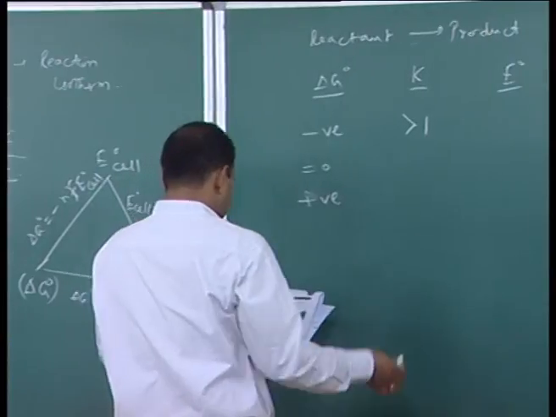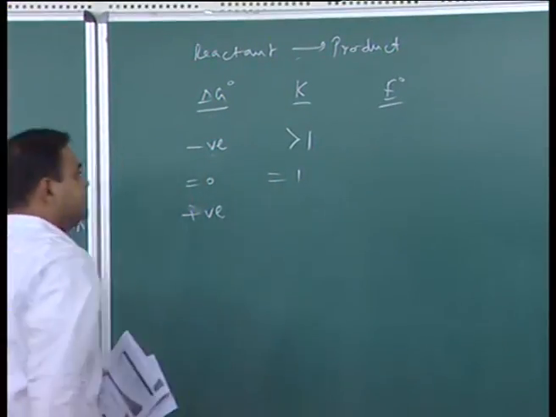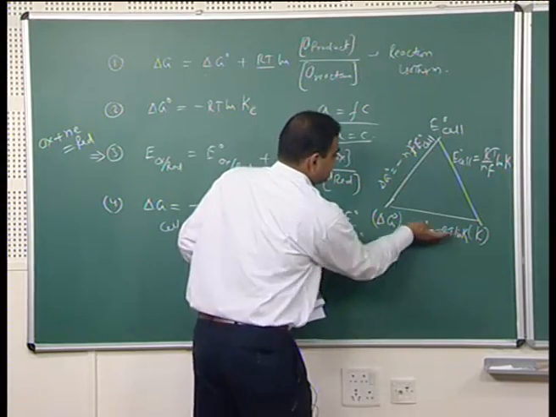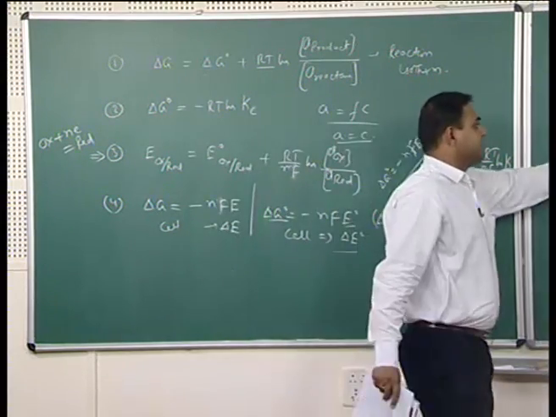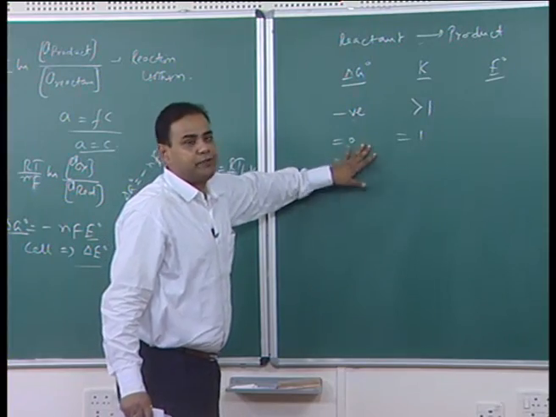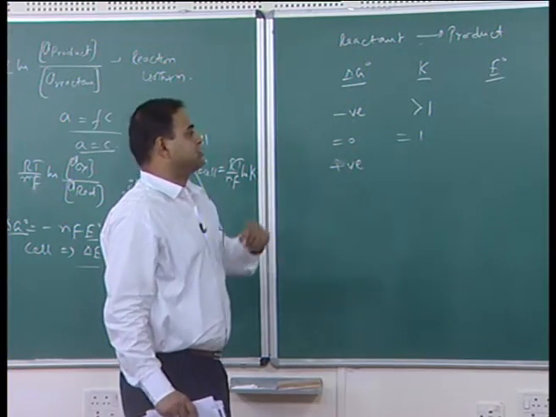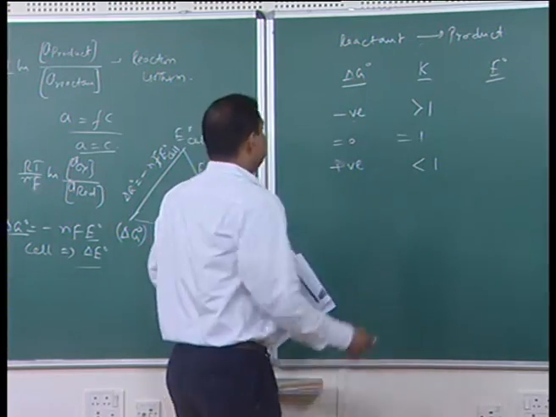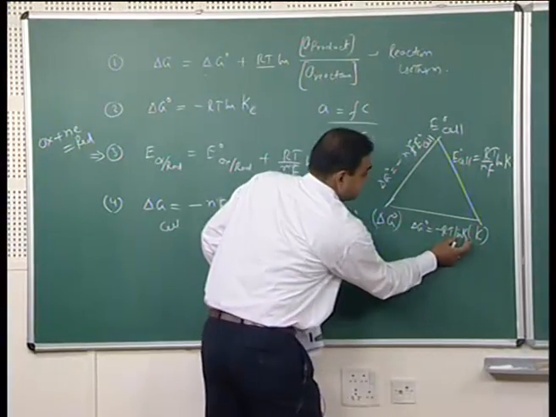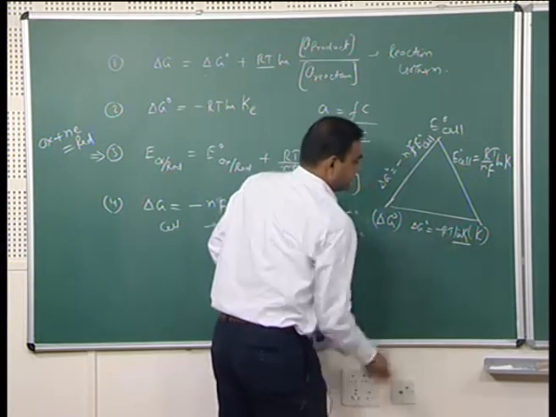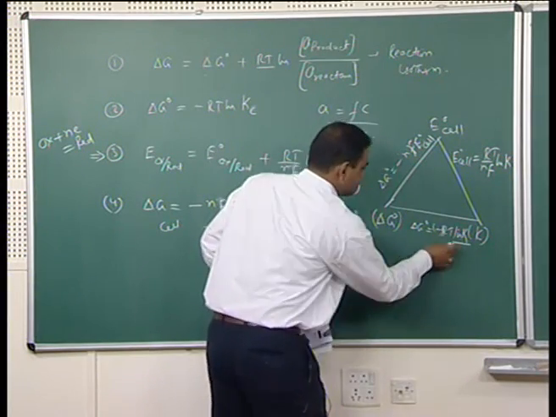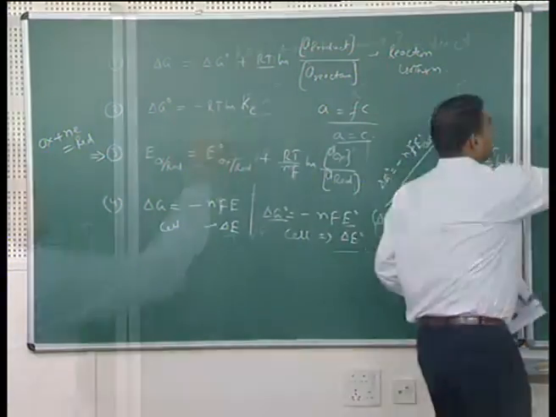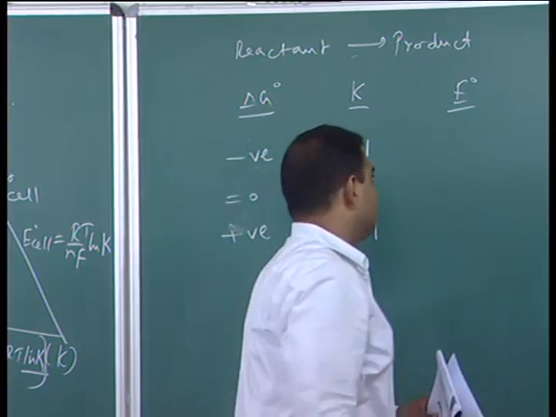Similarly, if this is 1, then this term would become 0. So del G0 equals 0. Again, this is considering equilibrium, so reactants and products both are equally possible. Now if it is less than 1, then this term would become negative, and there is a negative sign, so this whole term would become positive. If it is positive, again the reaction is non-spontaneous.